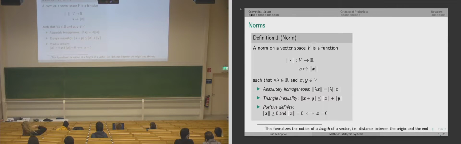Then it's positive definite, which means that the norm of a vector is always greater than or equal to 0, and that if the norm of the vector is equal to 0, then the vector itself is the neutral element.